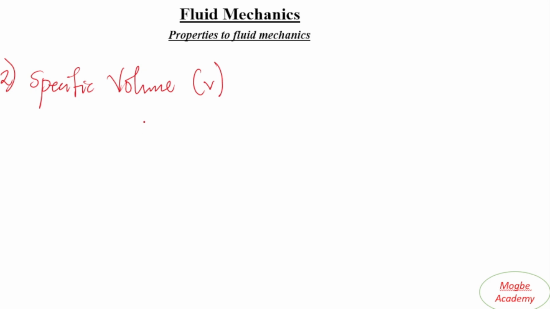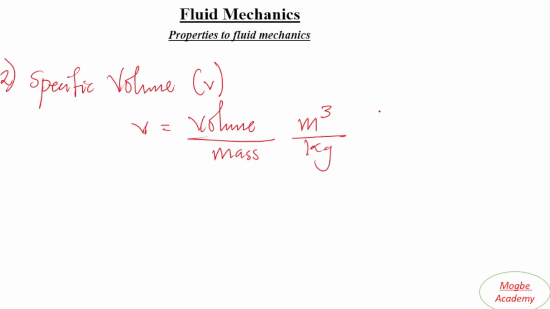And when we are considering specific volume, which is small v, it is equal to volume divided by mass. Am I communicating? So what do you think the unit for specific volume will be? The unit for specific volume will simply be meter cube divided by kilogram. So basically, this is the unit for specific volume.